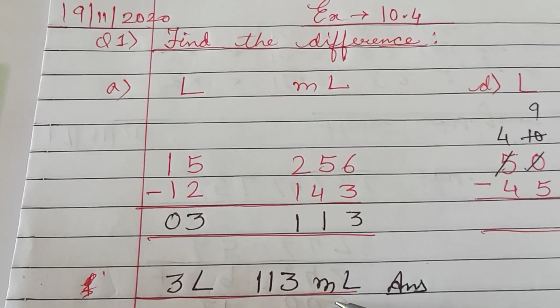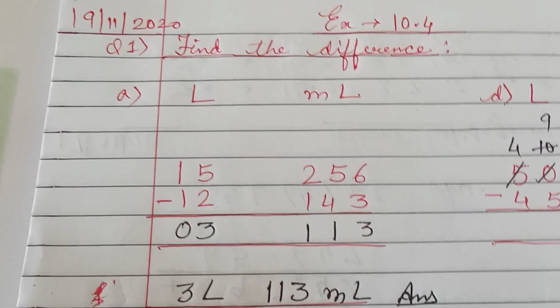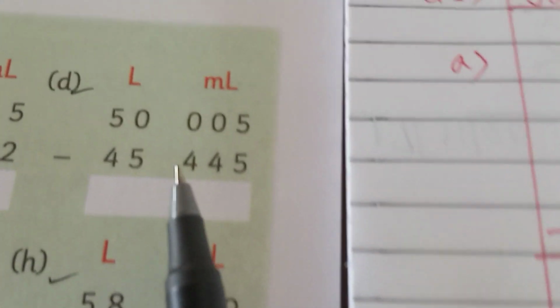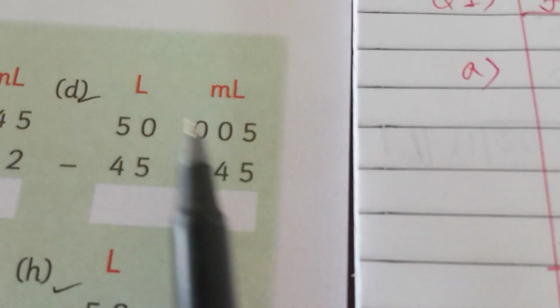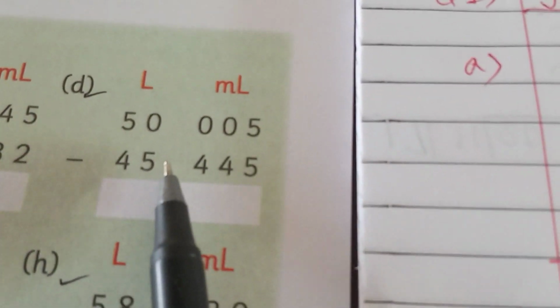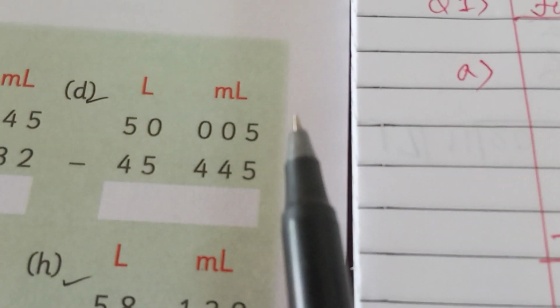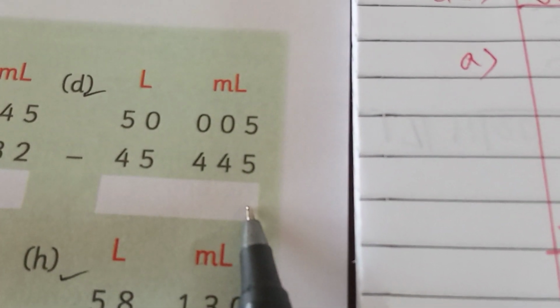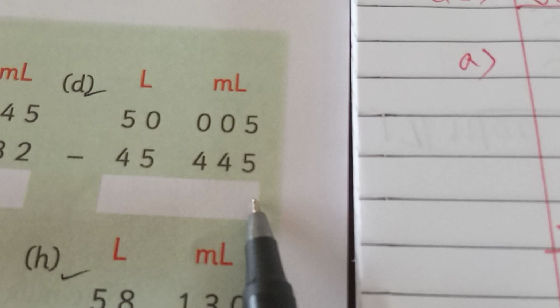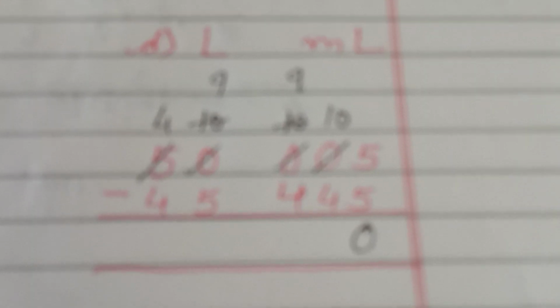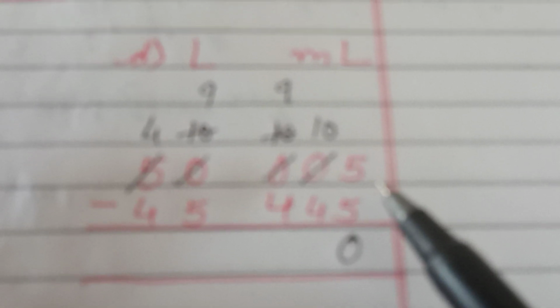Okay. Now let's move to question number D. Now look at your book, children. In question D, you have to subtract 45 liter 445 milliliter from 50 liter 5 milliliter. So let's do subtraction here. Start subtraction from the digit at the ones place.